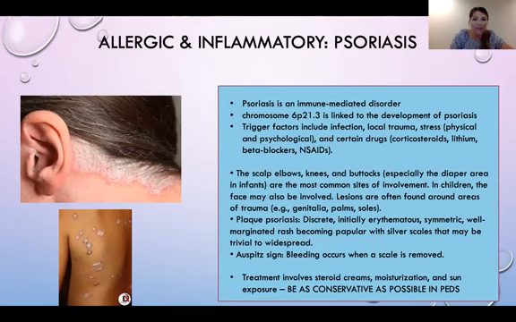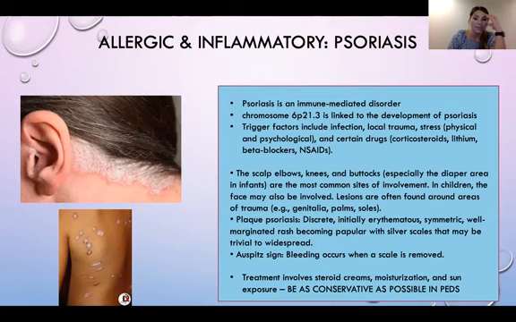The Auspitz sign, you've probably all heard of this as well, is when you can scratch off or pick off a little scale and you'll see blood start coming up. That's a positive Auspitz sign that this is psoriasis. You can see in the top picture, it's around the hairline there.